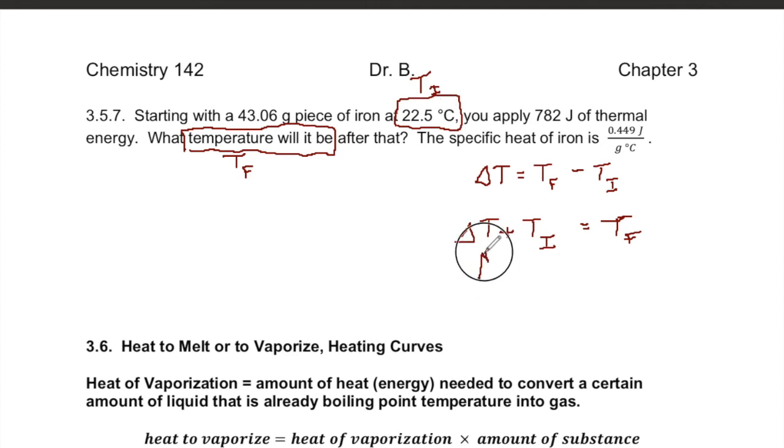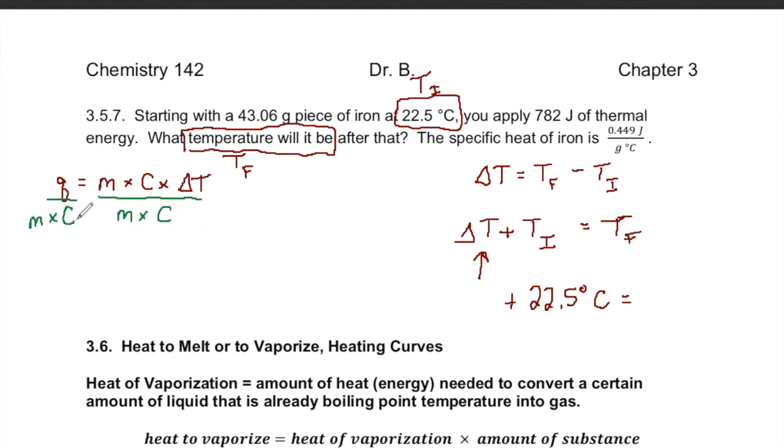So we need to find the temperature change. We know the initial temperature, but we don't know the temperature change yet. Let's save this spot over here. And let's rearrange this equation to isolate the change in temperature on this side. We can do that by dividing both sides of the equation by the mass and the specific heat. So the delta T would be the heat over the mass times the specific heat.